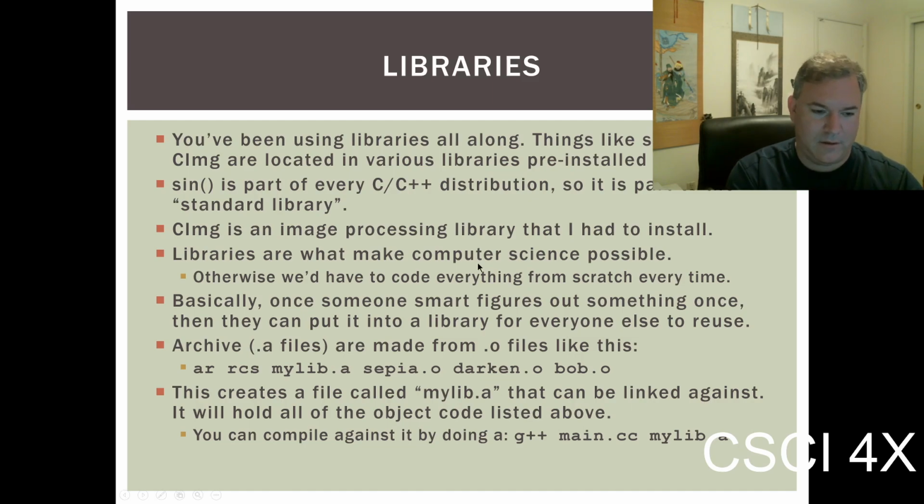Here's the command. AR, RCS, mylib.a, sepia.o, darken.o, bob.o, and then we'll take those three .o files together, smash them together, and put them into an archive file called mylib.a. And so that's a library. And then you can just link against the library like you link against a .o file. There's literally no difference. You can use a .a file like it's a .o file. It's very, very simple.